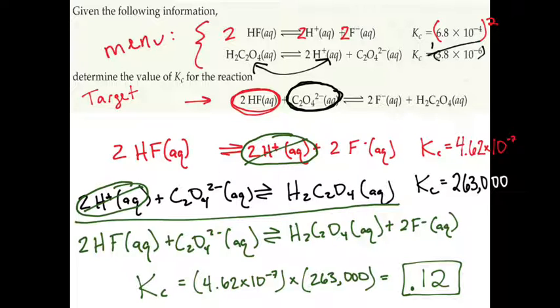Anybody have any questions about that? Yeah. So if there were like a 3 coefficient, would you just cube it or something? Yeah, so if you ever had to triple a reaction, you would cube, raise it to the 3rd power, your equilibrium constant. Exactly.